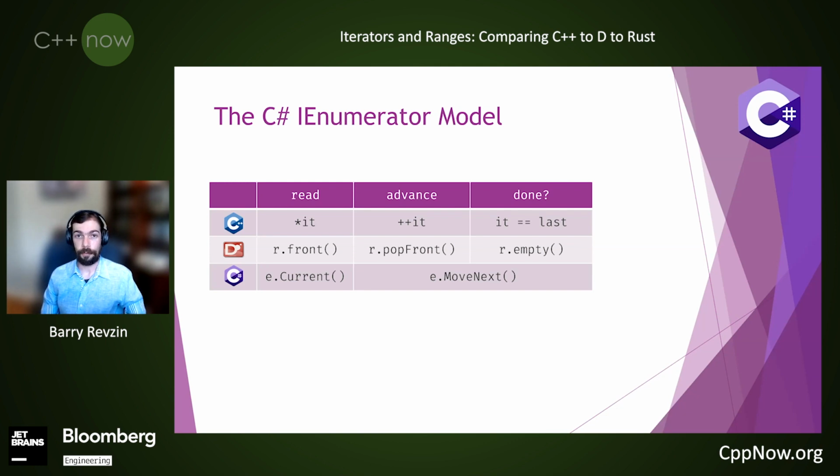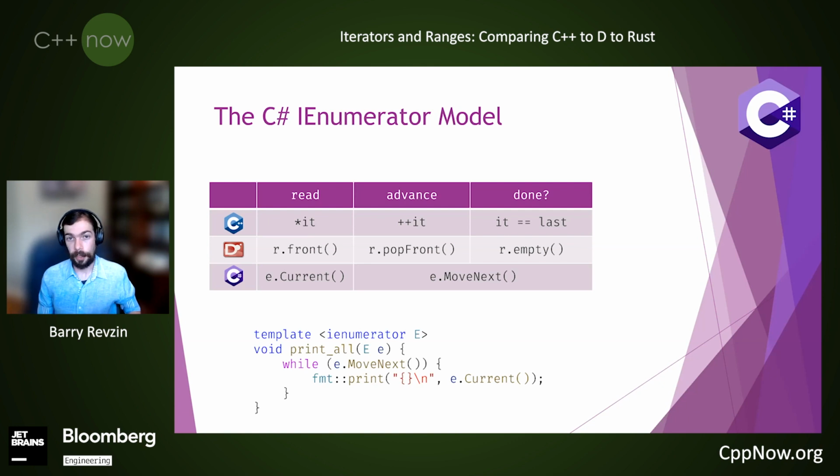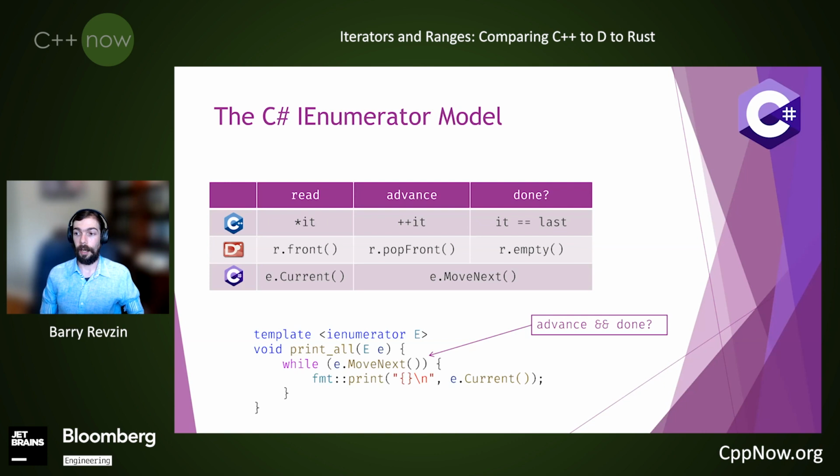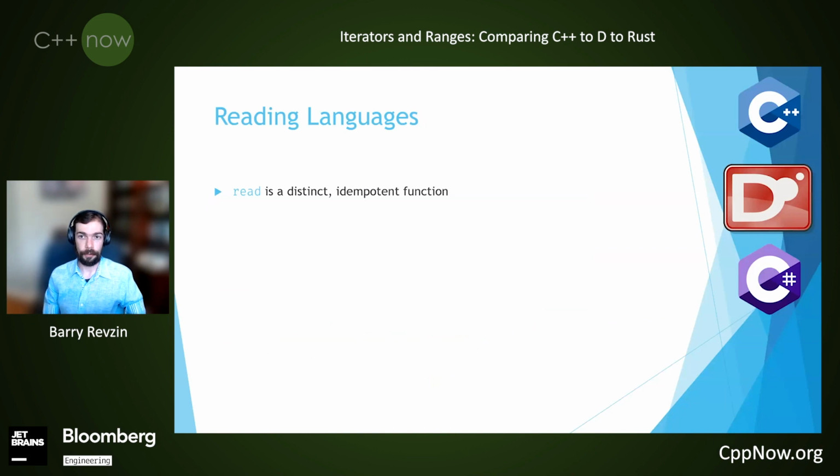But here it's a little bit different, where in C++ and D we start out pointing to the first element. In C# we actually start out pointing before the first element. So if we have our same print all loop, we actually have to advance first and then check if we're done, and only then do we do our read. So it's in a slightly different order, but I would consider these models to be very similar. C# is slightly more different than C++ and D, but they all seem to be in the same kind of family. And I would call these the reading languages.